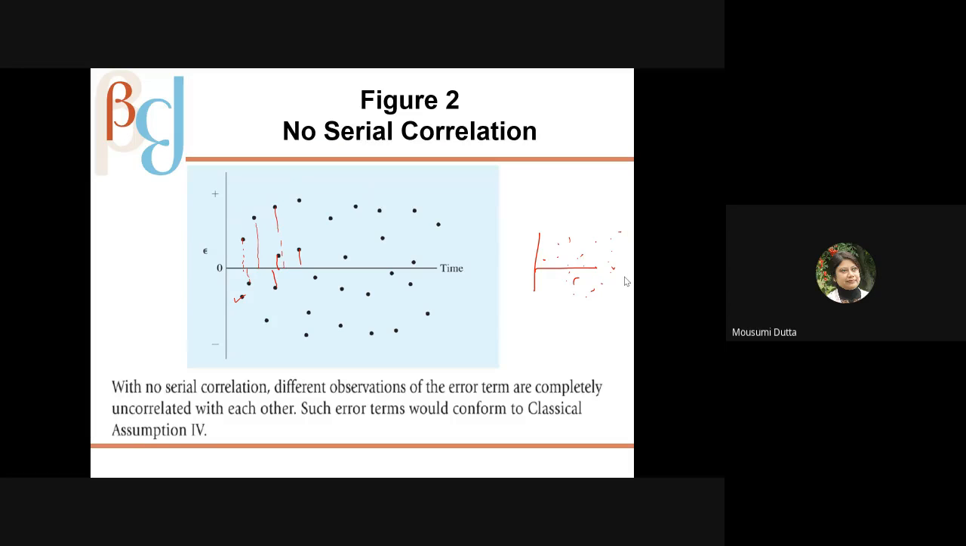If the errors are purely random, in that case, it is the classical error. Such error terms would conform to the classical assumption of no autocorrelation.